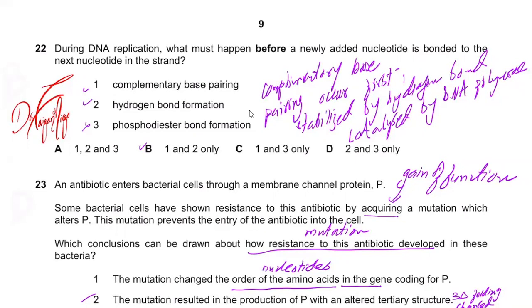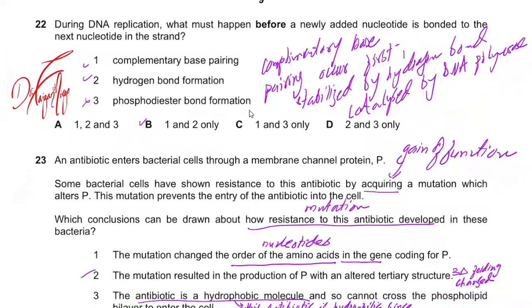Question 22. During DNA replication, what must happen before a new DNA nucleotide is bonded to the next nucleotide? We have three things happening: complementary base pairing, hydrogen bond formation, and phosphodiester bond. Whenever DNA is replicating or mRNA is forming, first of all complementary base pairing must occur, followed by hydrogen bond formation, and the phosphodiester bond is the last to form. Keep that in mind. Complementary base pairing occurs first. It is stabilized by hydrogen bonding, and the reaction is carried out by DNA polymerase in DNA and RNA polymerase in RNA. So the answer will be 1 and 2. 3 cannot be the answer.